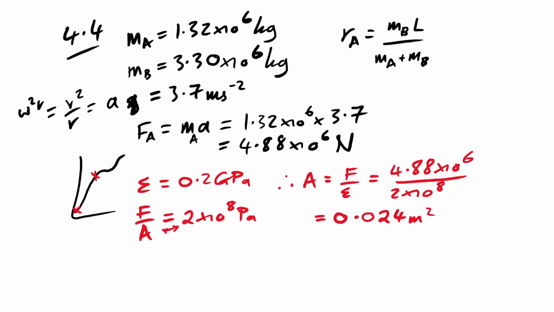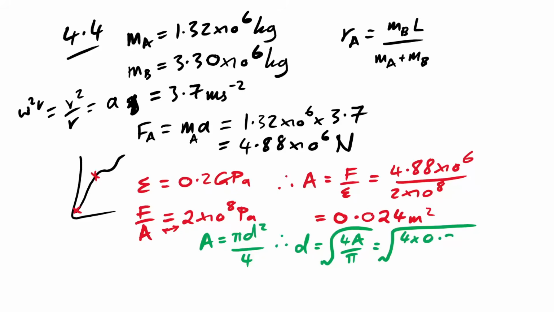We're not being asked for an area though, we're being asked for a diameter. We know that area is equal to pi d squared over 4 for diameter. Therefore, diameter is going to be equal to the square root of 4 lots of the area divided by pi. 4 times 0.024 divided by pi, all square rooted, and that gives me an answer of 0.175 meters. Mark scheme says anything greater than 0.144 meters and you'll get the mark. Not an easy question. Lots of red herrings there.